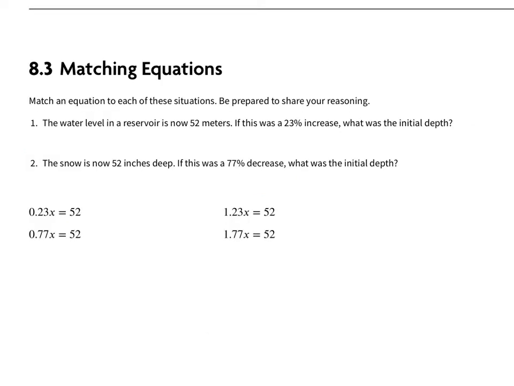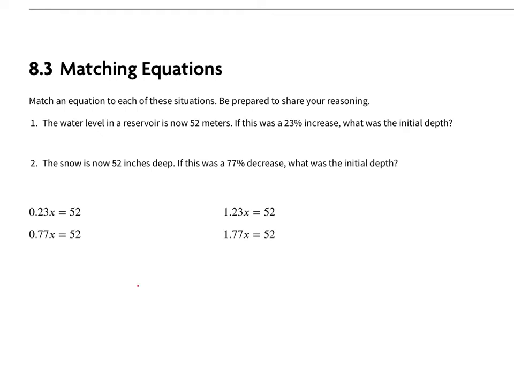All right, these are not so easy to do on your own. I wish we were together and we could discuss, but we are not, so we'll do the best we can. We're looking for an equation that matches each of these situations. Now, there's only 2 of them, and they all involve either a 23 or a 77. Now, here's one of the things we know. If that number is over 1, it means an increase. If that number is under 1, it represents a decrease. So let's see what we can do here.